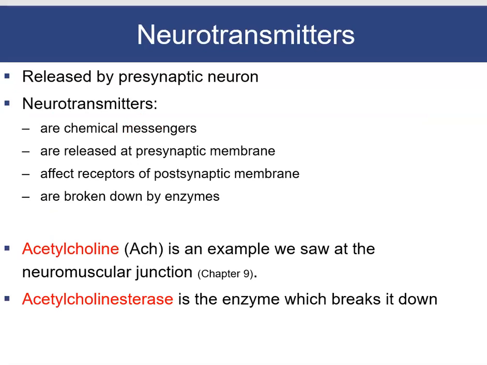Now, neurotransmitters are released by the presynaptic neuron. They are chemical messengers. They're released by the presynaptic membrane, but affect and bind to receptors on the postsynaptic membrane. And remember, they are very quickly broken down by enzymes. We talked previously about acetylcholine. This is the neurotransmitter at the neuromuscular junction. And remember, it is quickly broken down by the enzyme acetylcholine esterase.